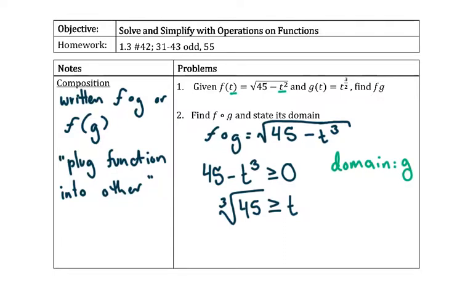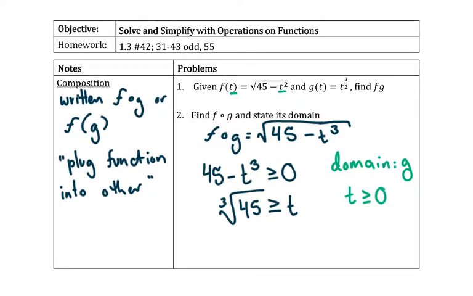So g is also a root, and so therefore it also cannot have a negative number in there. So we end up with t by itself for g has to be greater than or equal to 0. And so then the domain of f of g is where these overlap.